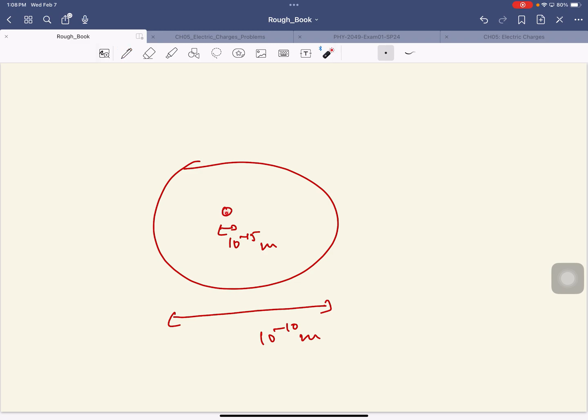So a nucleus is really tiny. To give you a scale, if the atom were as big as a football stadium, the nucleus would be the size of a marble at the center. It would be that tiny.